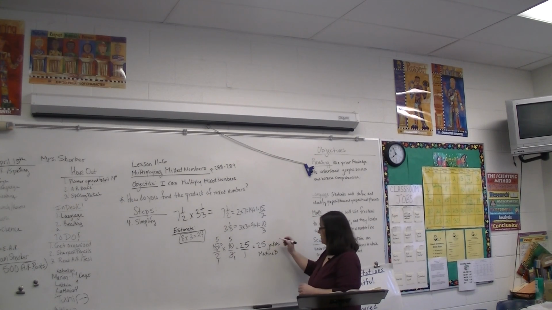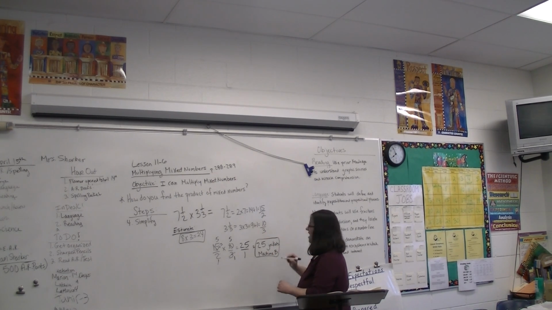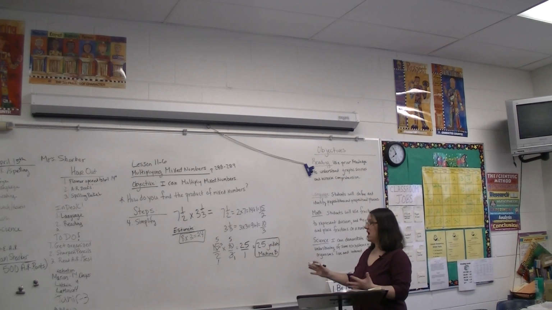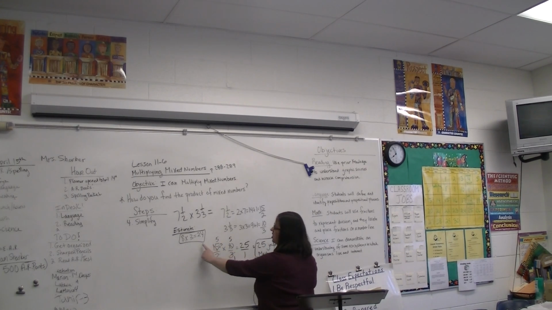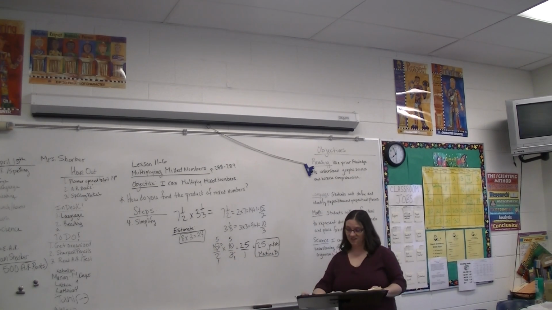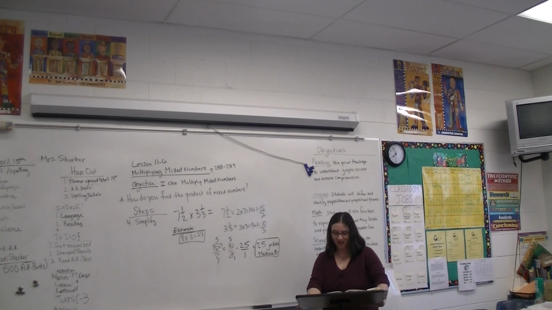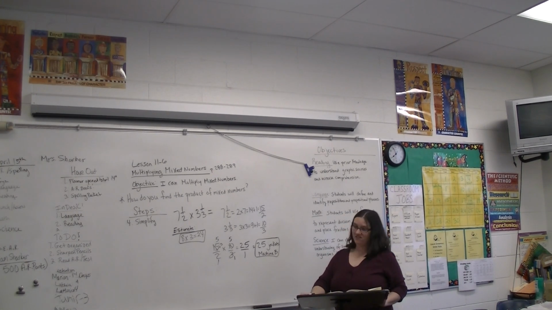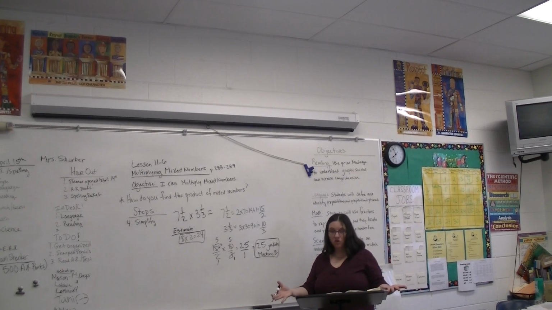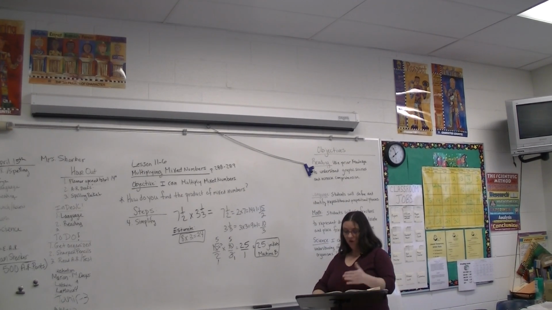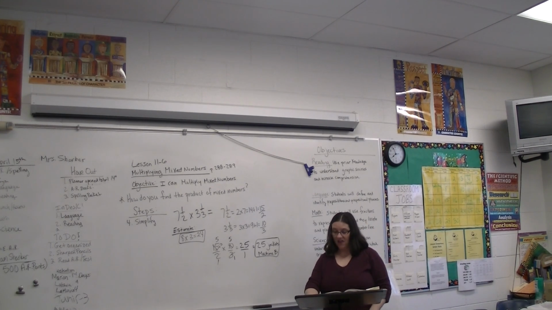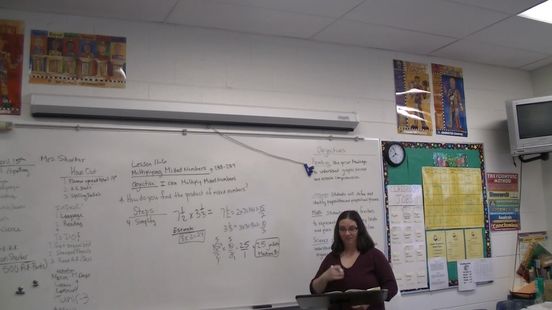Then I can also at this point, which I think I didn't say out loud for the first one, check my estimate. Is 25 close to 24? And yes, it is, so that must mean I am on track. Okay, and that is today's lesson. So again, how do you find the product of a mixed number? First, you're going to estimate. Second, you're going to change those mixed numbers to improper fractions. And 3, you're going to multiply. And 4, you will simplify.